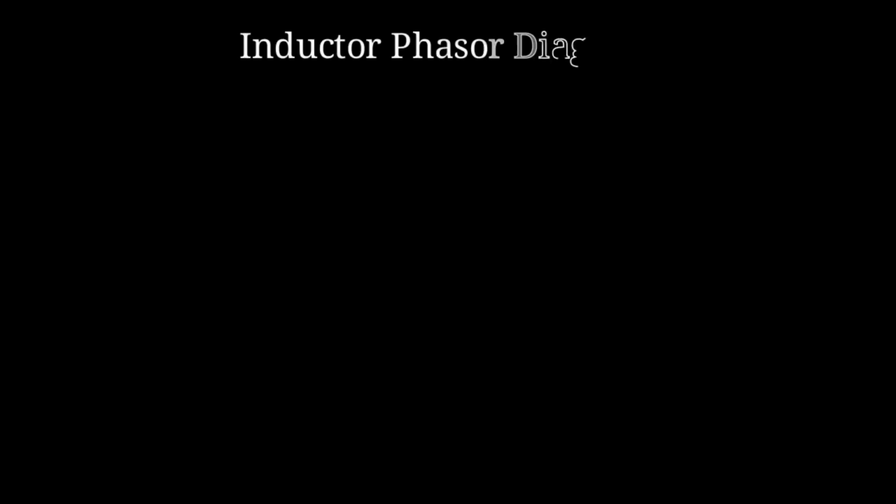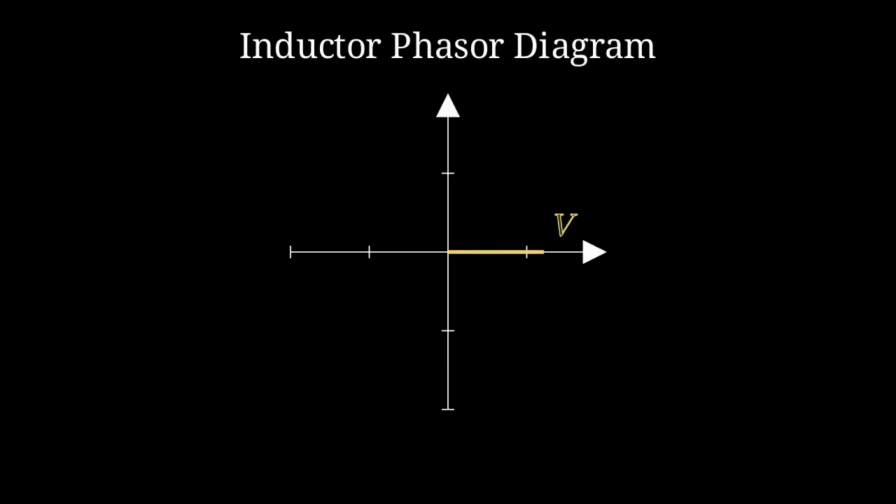Phasor diagrams help us visualize these relationships. Here, the voltage vector leads the current vector. As they rotate counterclockwise, the voltage always maintains a 90-degree head start over the current in a purely inductive environment.